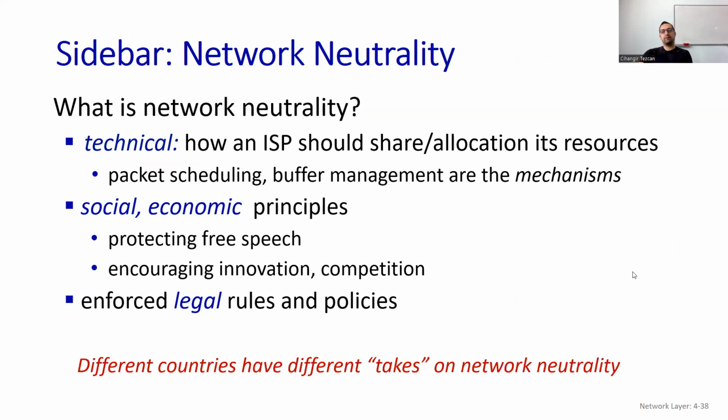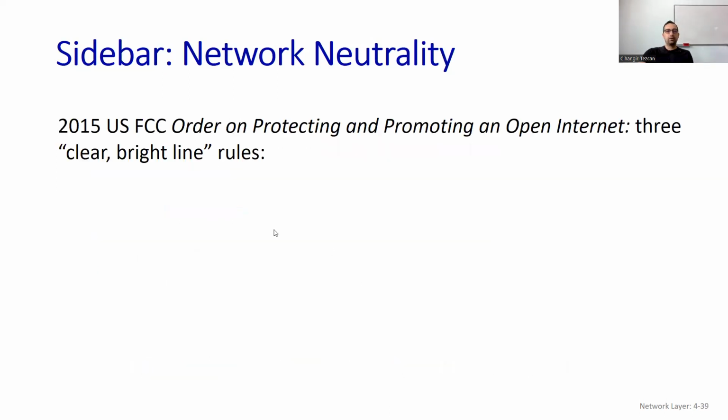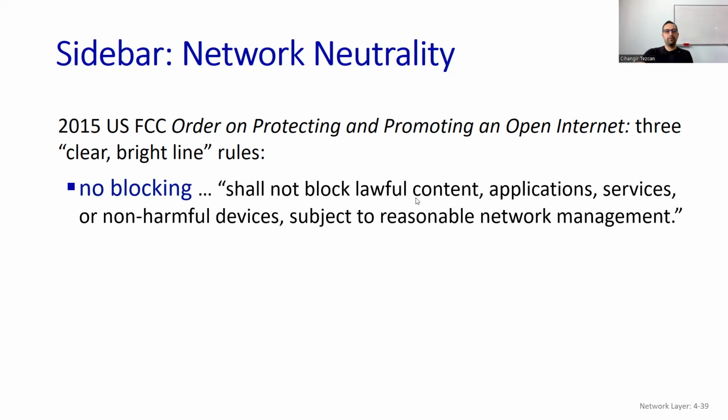So different countries have different takes on network neutrality. Again, with the war in Ukraine, ISPs can limit Russian traffic and so on. This was a hot topic around 2015 and later on. There was an FCC order which described 3 rules. This was the order on protecting and promoting an open internet.